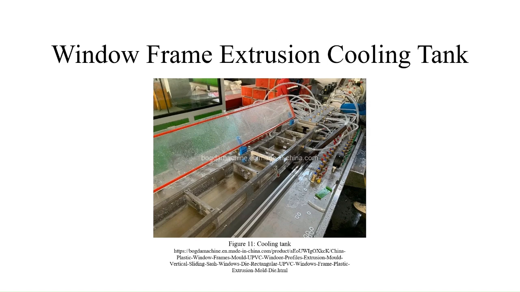Following calibration, the profile passes through the cooling tank as shown in the image. In this stage, water cooling is used to remove heat from the PVC and complete the solidification process. Uniform cooling is important to minimize residual stresses, which could otherwise cause long-term warping or dimensional instability in the window frame.